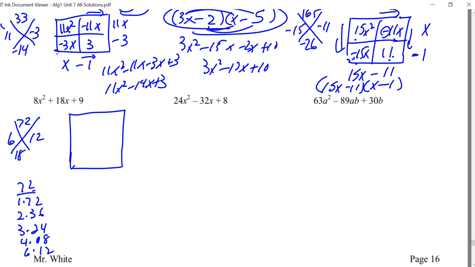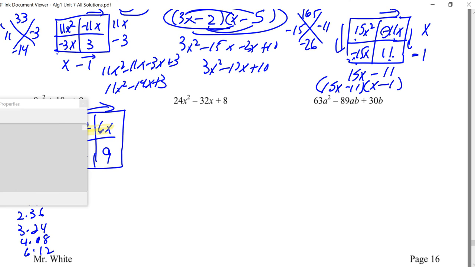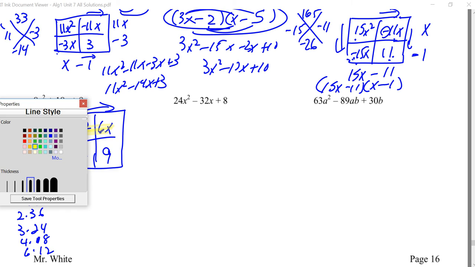Now we do the box. 8x squared goes there, 9 there. That goes in one of the boxes, that goes in one. Doesn't matter which one's which. I'll keep switching it just to show you. Okay, so now we're going to go this way. I'll make that a little wider.